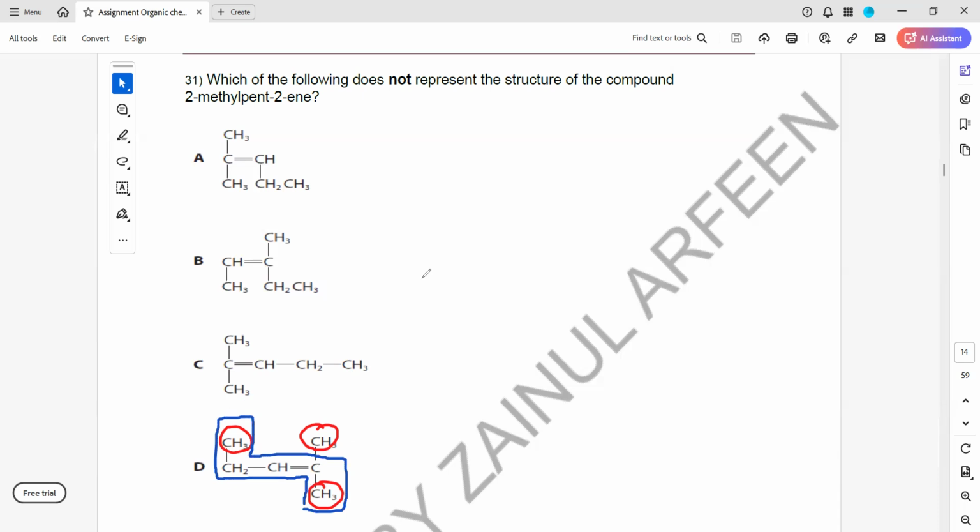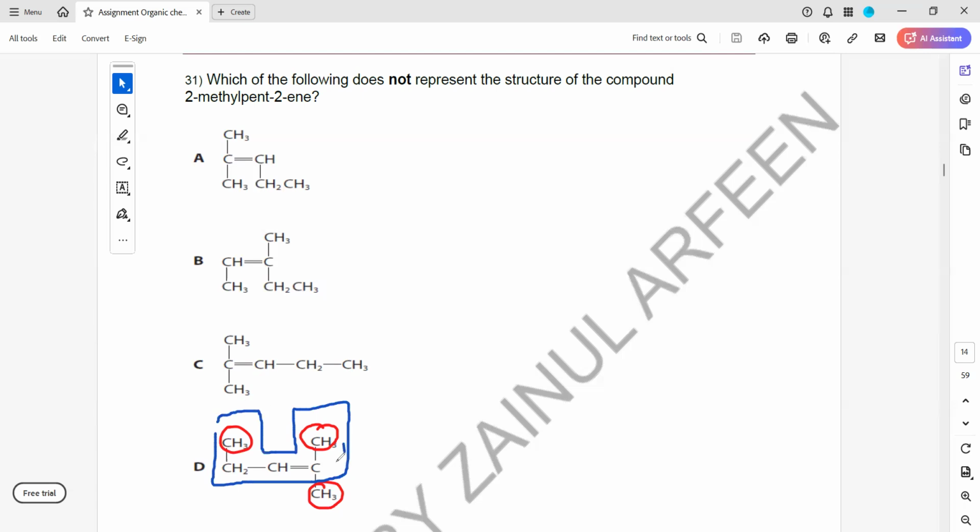Or I can select this as my longest chain, 1, 2, 3, 4, 5. Or I can select this as my longest chain. This I cannot select as a longest chain. Why? Because it's a shorter chain plus the double bond is not included. I have to include a double bond, which will affect the chemical properties of this compound.